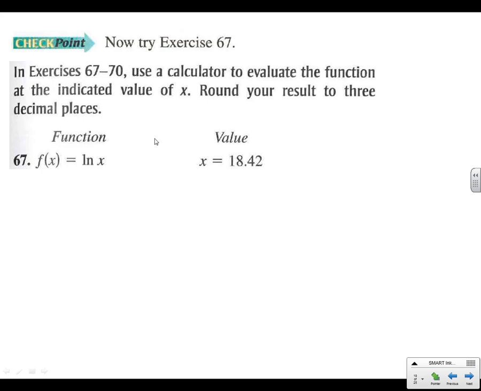All right, so see if you can tell me what the natural log of 18.42 is. Check the back of the book. Make sure you get the right answer.